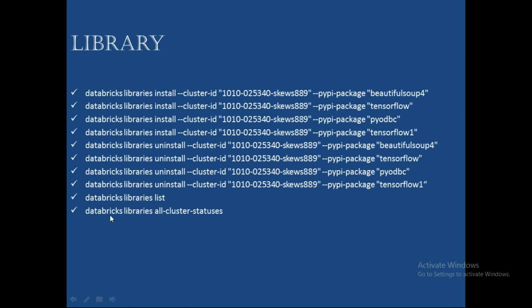If you want to see the information about all cluster statuses, for example, on all clusters, what is the status of all the libraries? Okay, you have 3 clusters, you are installing some package on 3 clusters. Now you want to know on which clusters this package is installed and on which clusters it is not installed. You can issue this particular command. Clear? Now let's go to our labs.